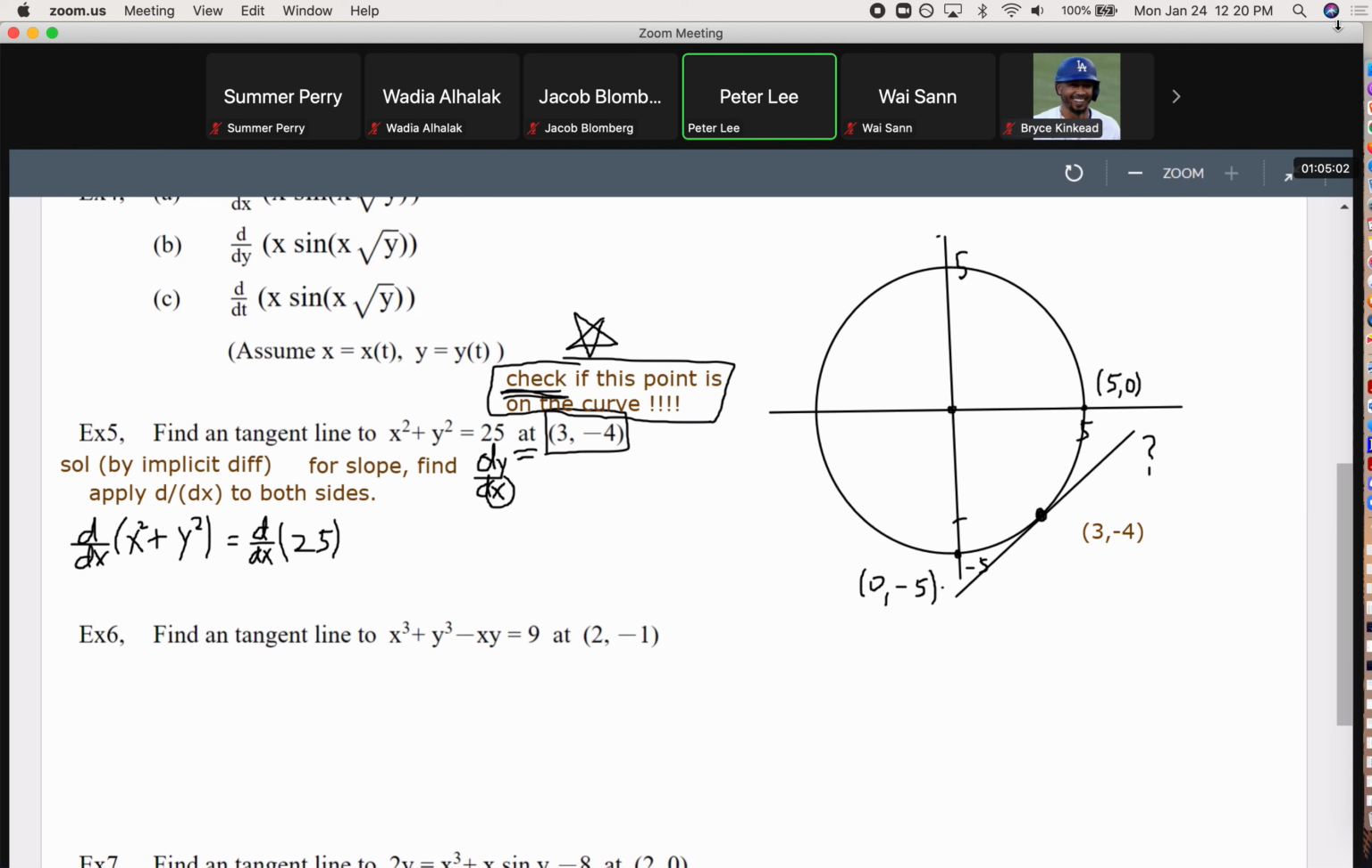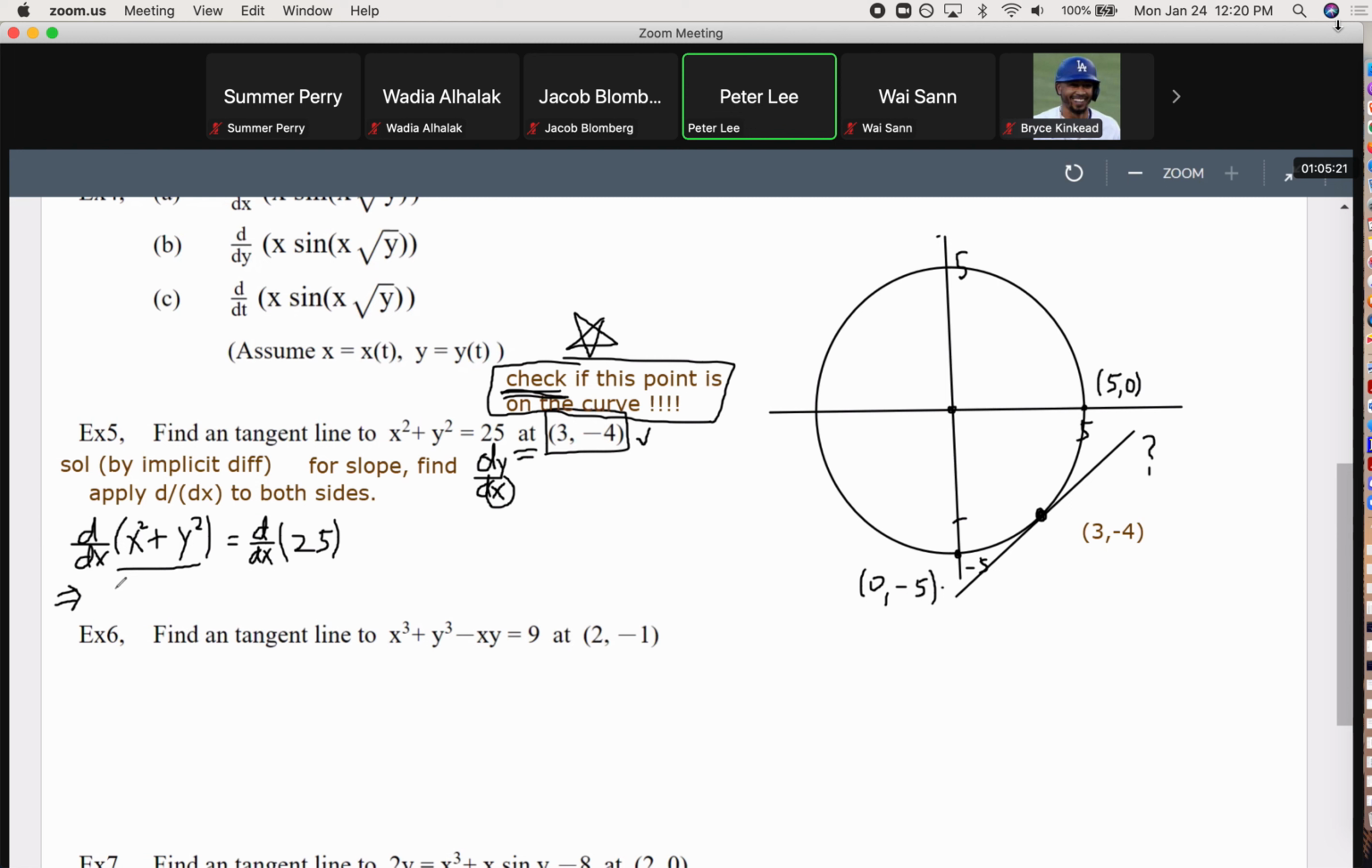So in this case, the point 3 comma negative 4, yes, it is a point on the curve, so check. It is a point on the curve. Now we have this, and now it's time to take the derivative. This is the derivative of a sum, not a product, so we just have to take the derivative separately.